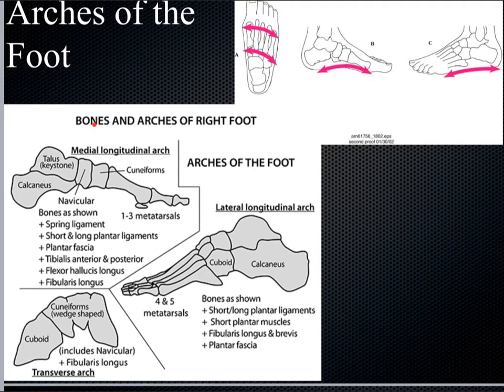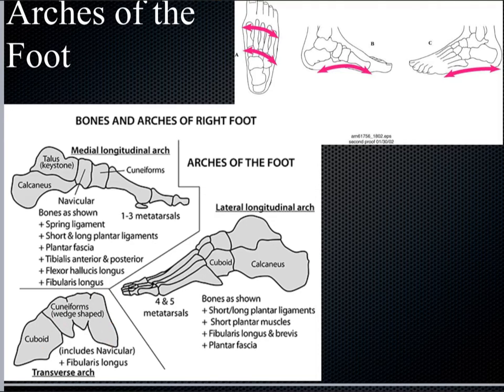So we have the medial longitudinal arch, we have the lateral longitudinal arch, and then last but not least, we have the transverse arch. I think I'm going to start with the transverse arch first because it's the simplest of the arches to actually understand and to comprehend. The transverse arch is formed by the cuneiforms and the cuboid.